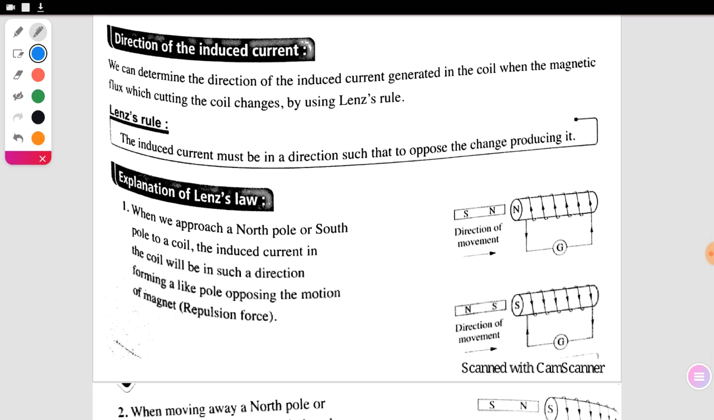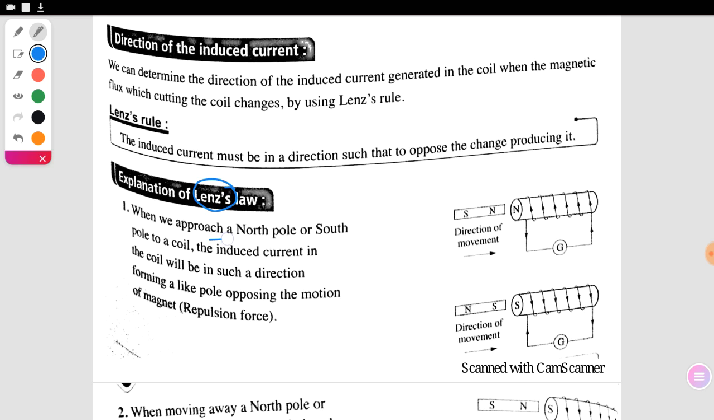Lenz's rule can be used to determine the direction of induced current in a coil, while we can use Fleming's right-hand rule to determine the direction of induced current in a straight wire. In a straight wire, we use Fleming's right-hand rule. In a coil, we use Lenz's rule.